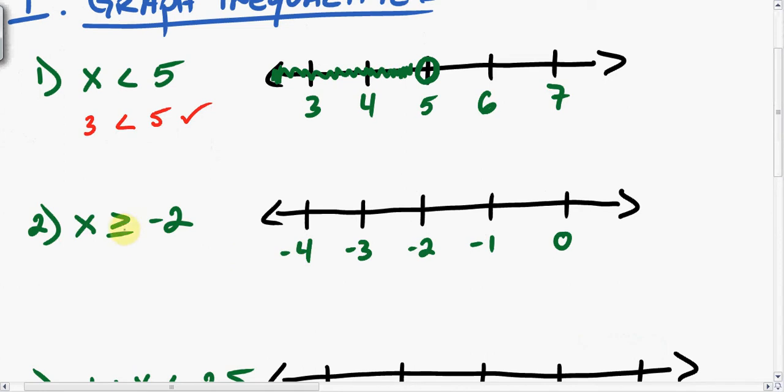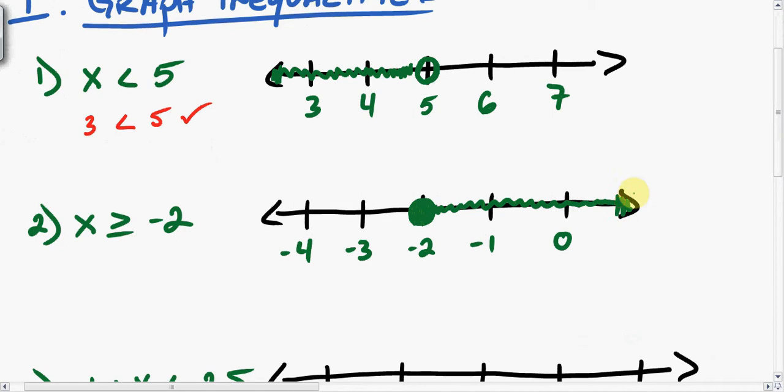So again, I'm going to put a circle at negative 2. But because we want to include negative 2, that is represented by a closed circle. Alright, so closed circle means it's going to also include negative 2 because it can be equal to it. Open circle doesn't include that number. So we want all numbers greater than negative 2. So we want to shade all numbers greater than negative 2. So I'll do that here.